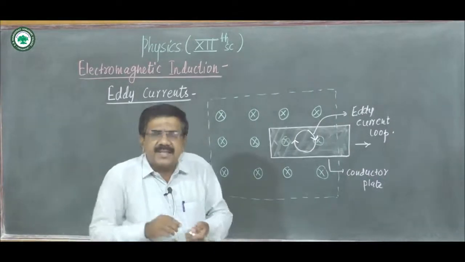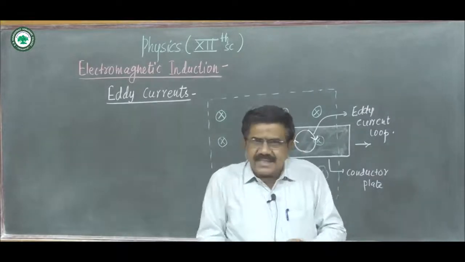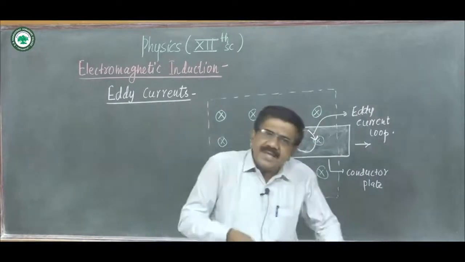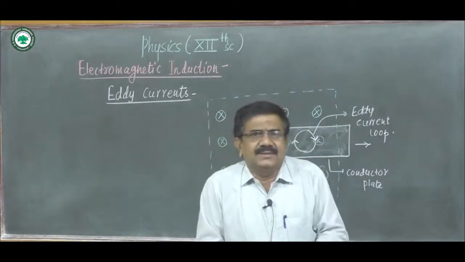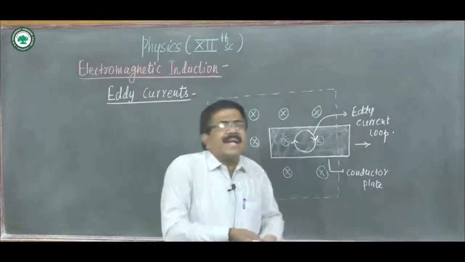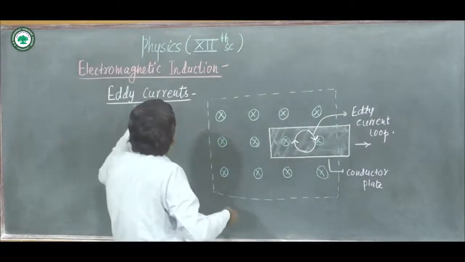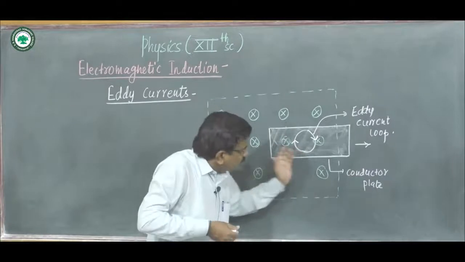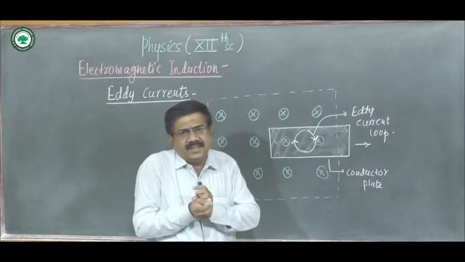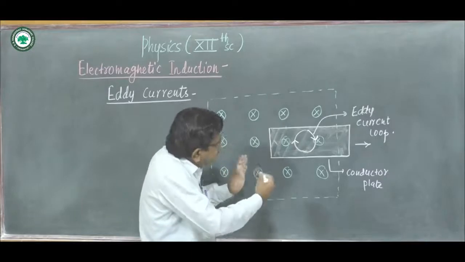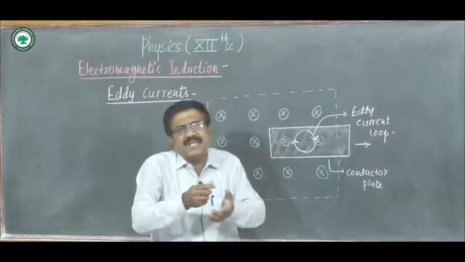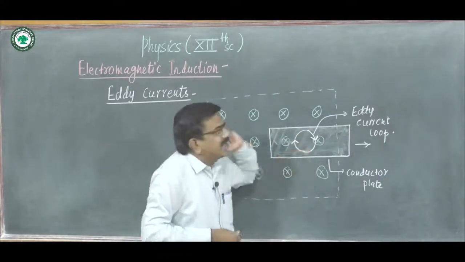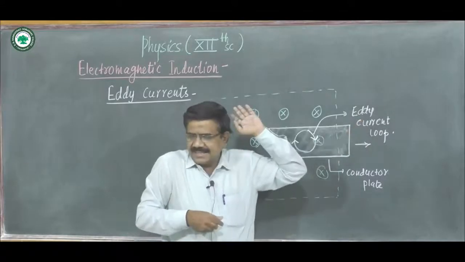So the definition of eddy current is: circulating currents induced in a metal block or metal plate when it is placed in a changing magnetic field or moved in a magnetic field. Either the conductor is moved and the magnetic field is steady, or the conductor is steady and the magnetic field is changing, then only these circulating currents are induced, and such currents are eddy currents.